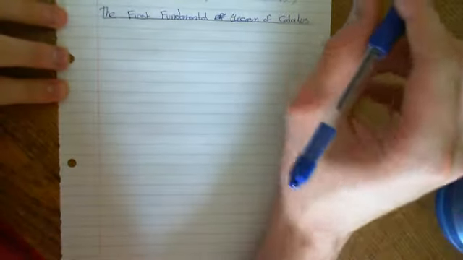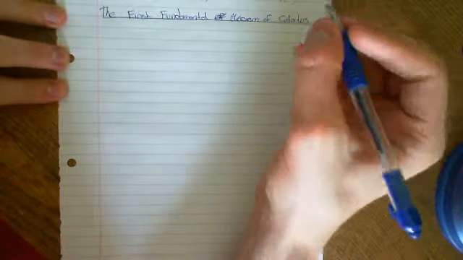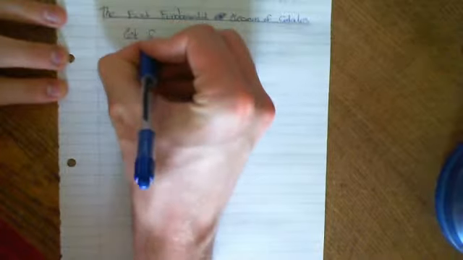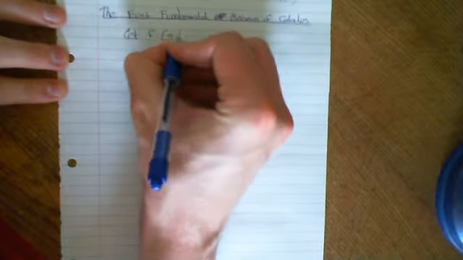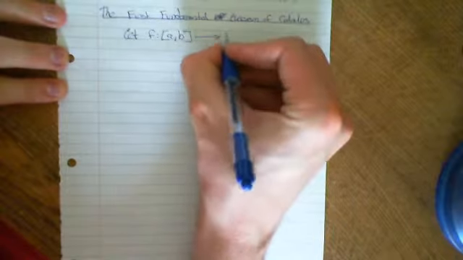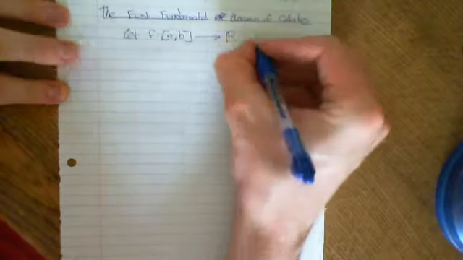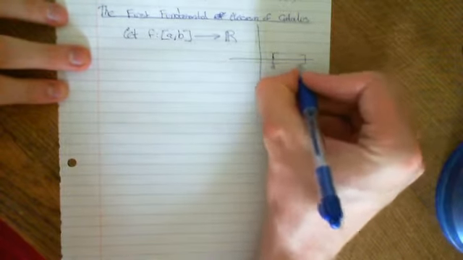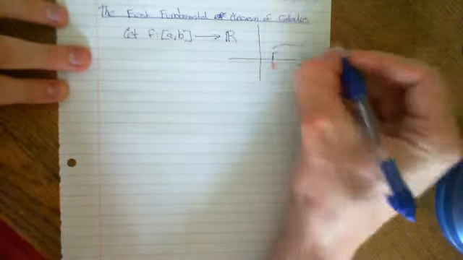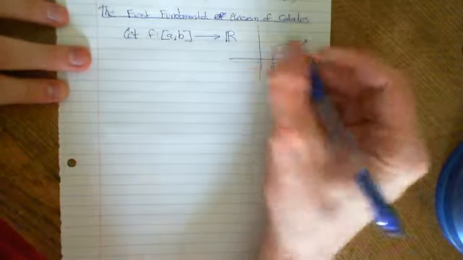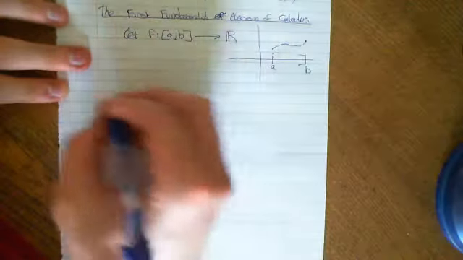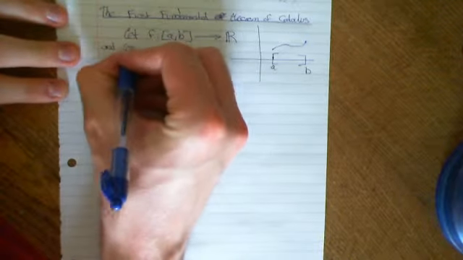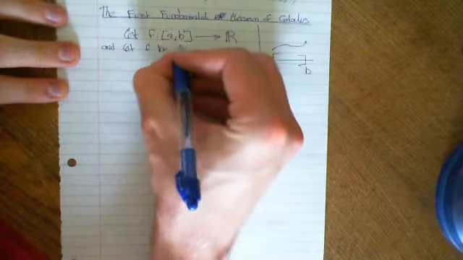There we go, the first fundamental theorem of calculus. To just state it: let f map the interval [a, b] onto R, so onto the real line. So, a picture. We have our closed interval [a, b], and on this we have some function. I've drawn it as a continuous function, but it doesn't necessarily need to be continuous. And let f be Riemann integrable.